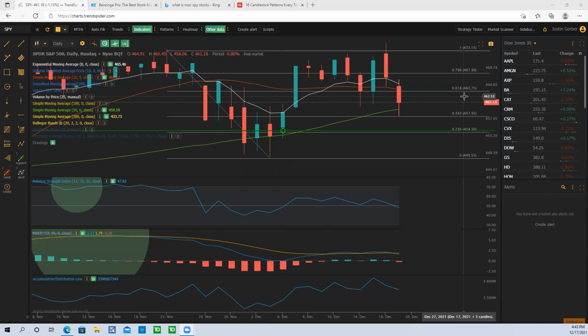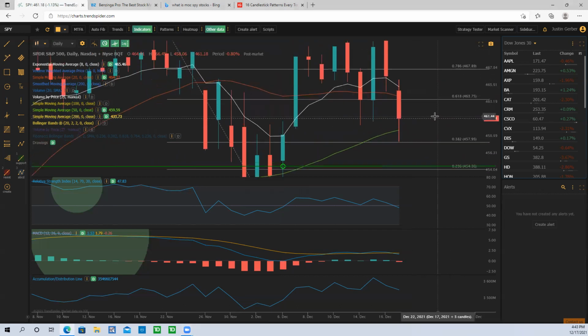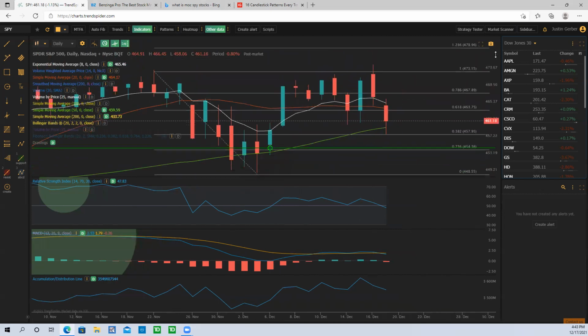So looking on the downside, I'm looking at this fib. I was looking at 457.95, which you can see it touched exactly that. The SPY honestly works on fib retracements very, very well. And it has been acting very well, as you can see, almost to a T. So anyways, looking at this, get some levels.